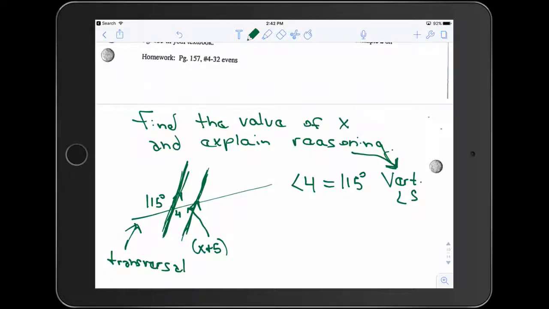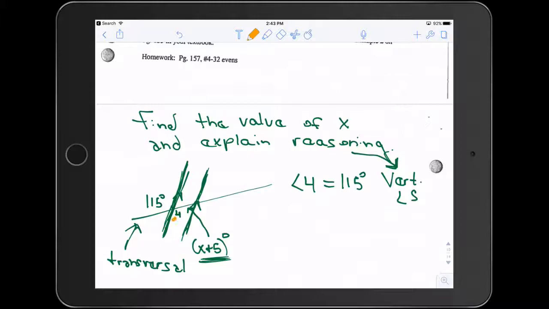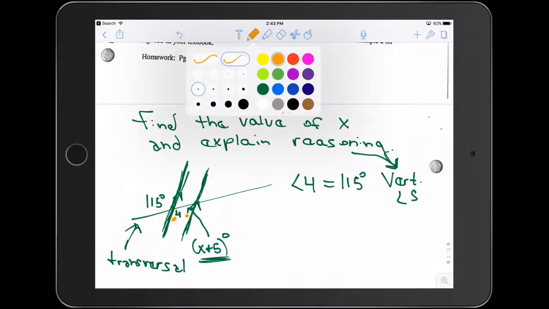So if we know that angle 4 is 115 degrees, now we need to look at what relationship that has to this angle right here. If we look at it carefully, they're both interior angles. They're not alternating across the transversal. They're actually on the same side. Notice how these two angles are on the same side of the interior angles. So those are called consecutive interior angles. It's really important to know those words. So what does that mean if they're consecutive interior?